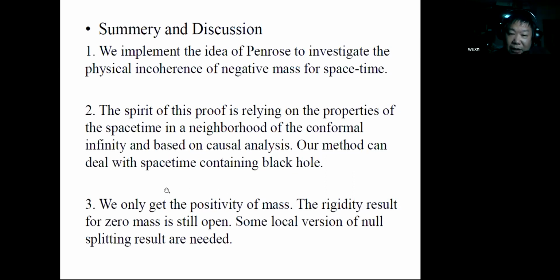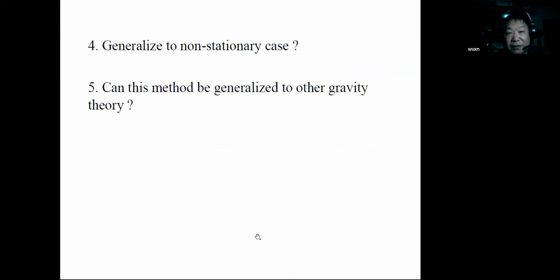But the disadvantage of our method is that we can only get the positivity of the mass, but we cannot get the rigidity result for the zero mass, because in our method if the mass equals 0, we get nothing. So it means that the rigidity result for the zero mass is still open. Compared with the classical result, some local version of the splitting result maybe is also needed. And until now we don't know how to deal with this part.